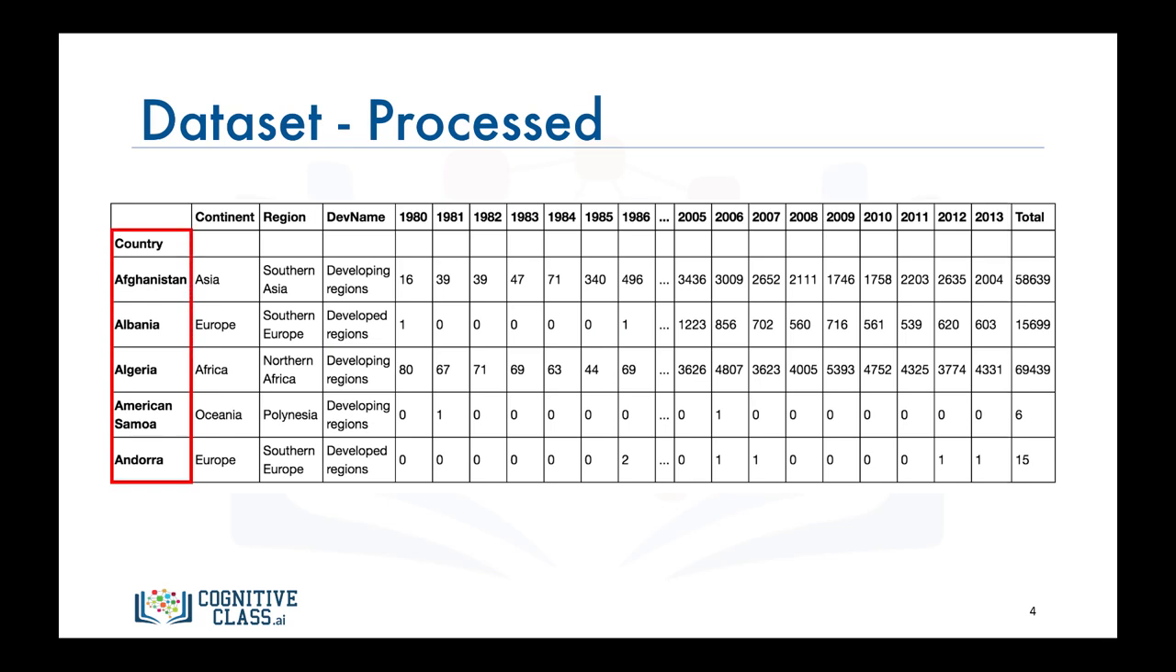Now let's process the data frame so that the country name becomes the index of each row. This should make retrieving rows pertaining to specific countries a lot easier. Also, let's add an extra column which represents the cumulative sum of annual immigration from each country from 1980 to 2013. So for Afghanistan, for example, it is 58,639 total, and for Albania, it is 15,699, and so on. And let's name our data frame df_Canada.